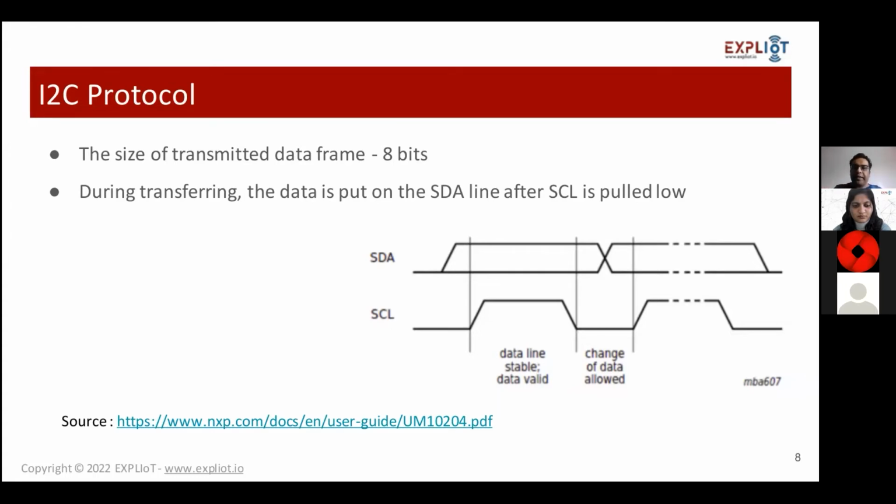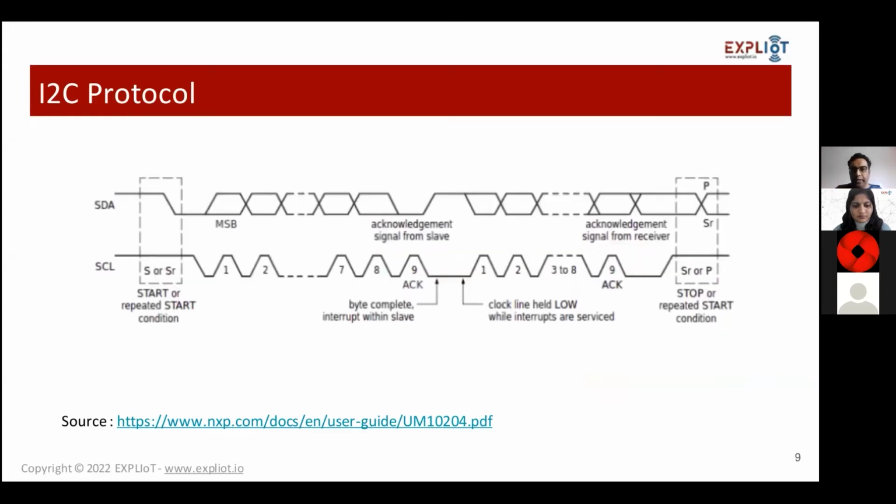So for that matter, to start with, again, the start condition: the SDA line is pulled low, then SCL is pulled low, then 8 bits of data, the acknowledgement part, and then you again put those lines high, right? So this is what happens in the I2C protocol. Now let us go in depth and understand how the acknowledgement and the data transmission actually happen in a real scenario.